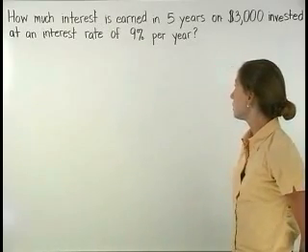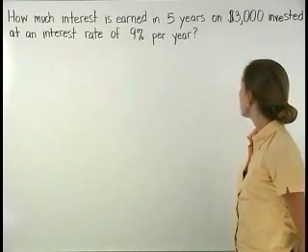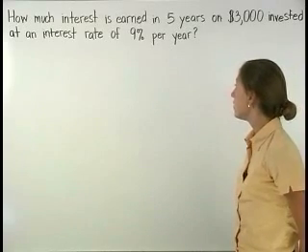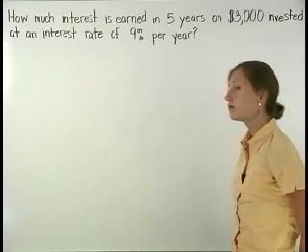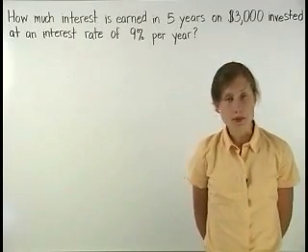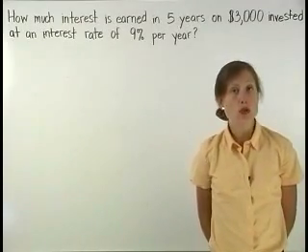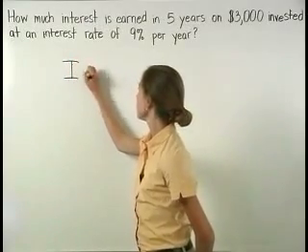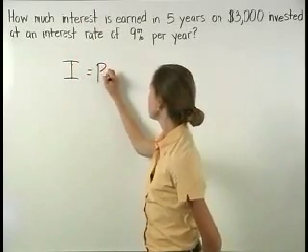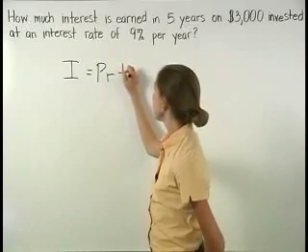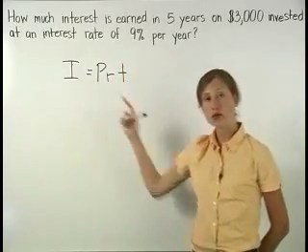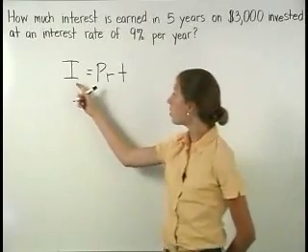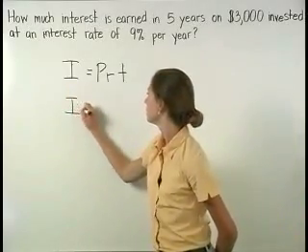How much interest is earned in 5 years on $3,000 invested at an interest rate of 9% per year? First, begin with the interest formula, which, remember, is interest equals principal times rate times time, or I equals PRT. In this problem, we're solving for the interest.